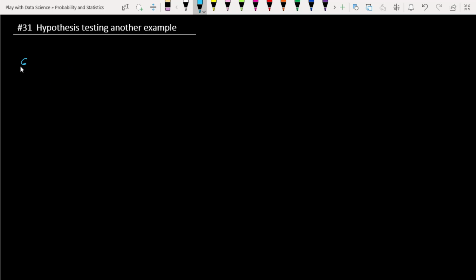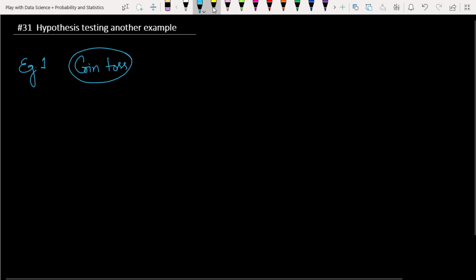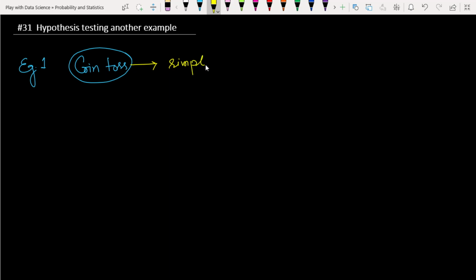In example 1, in one of our previous lectures, we took the Quantos example. This is quite easy and simple to understand. Okay, so let's take a more complex example.